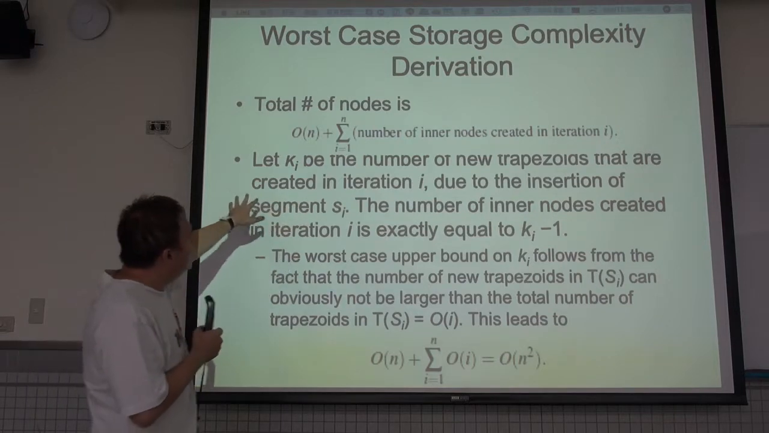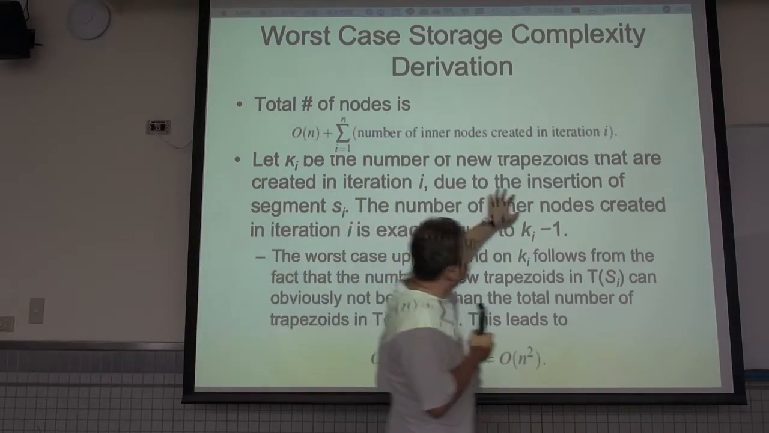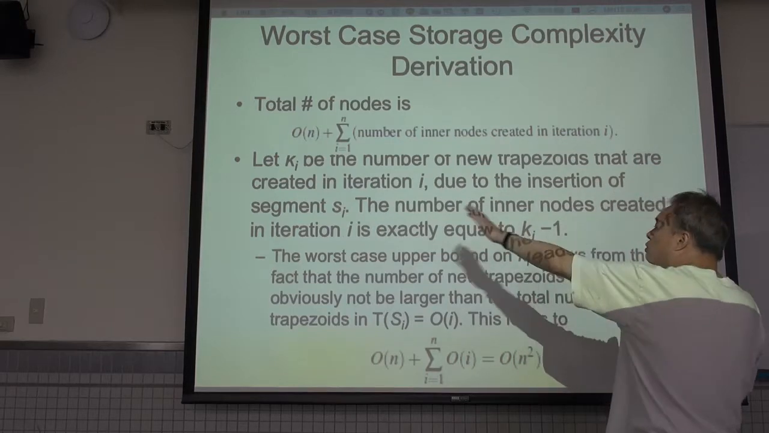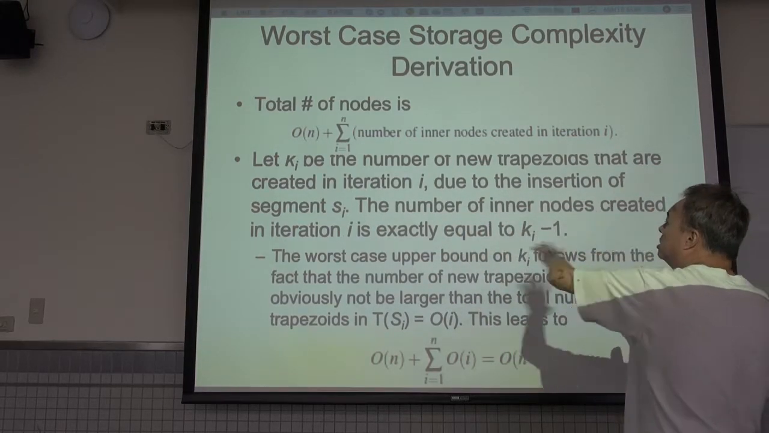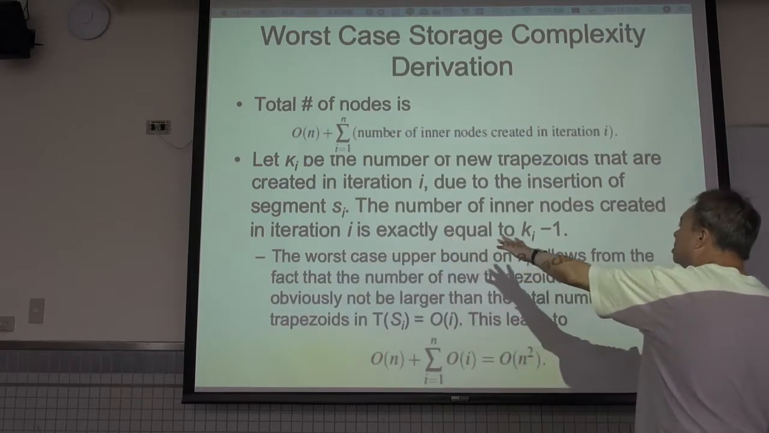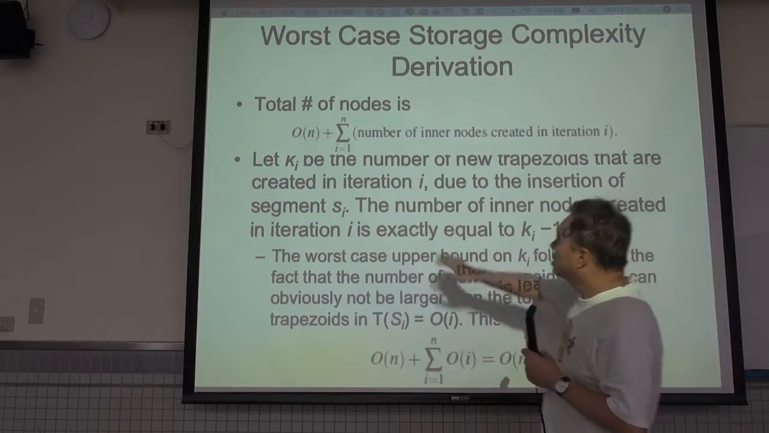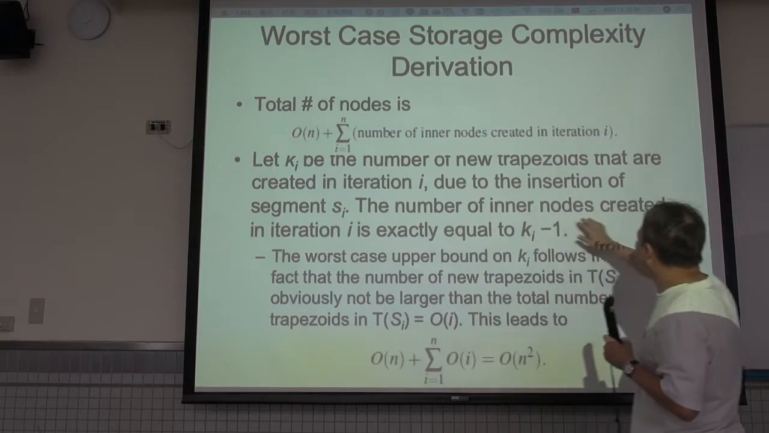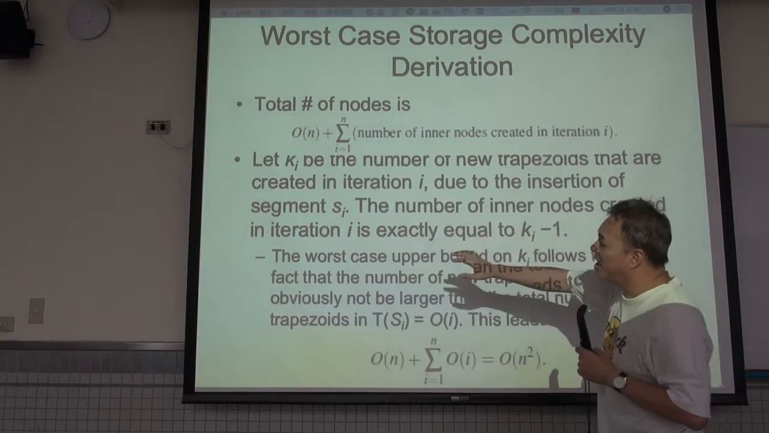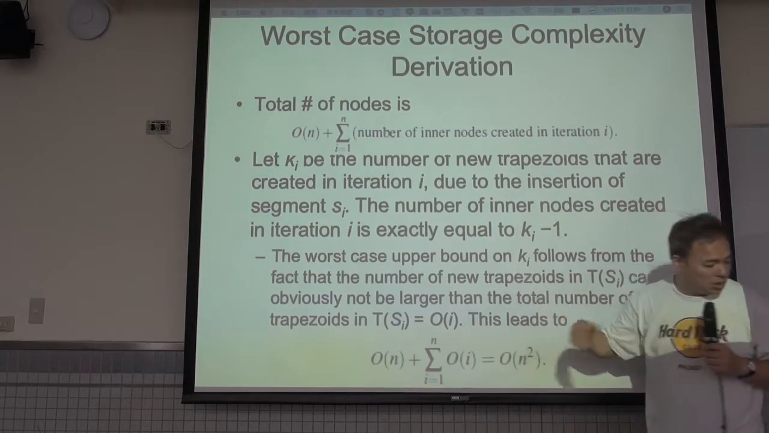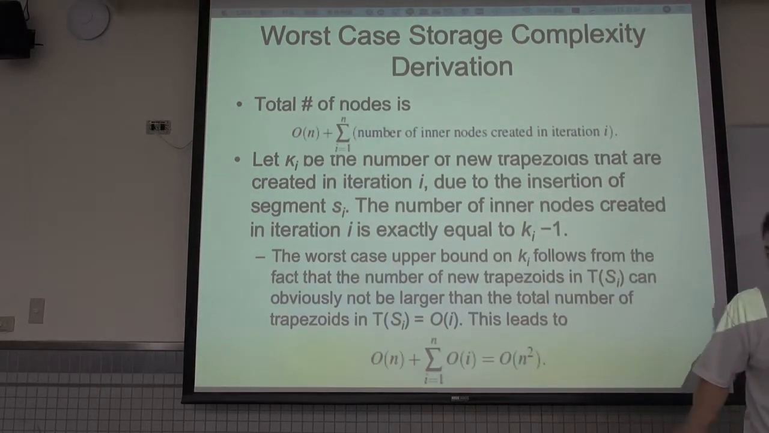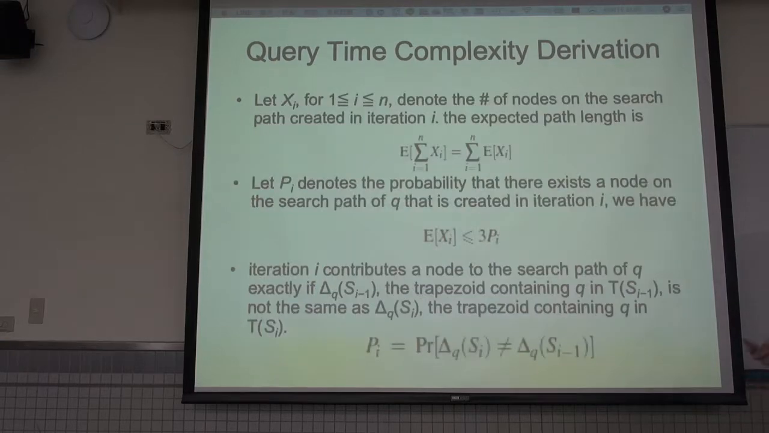let Ki be the number of new trapezoids that are created in iteration i due to the insertion of segment Si. Okay. The number of inner nodes created in iteration i is exactly Ki minus 1. Okay. Why do I say that? Okay, let me use this to show you.